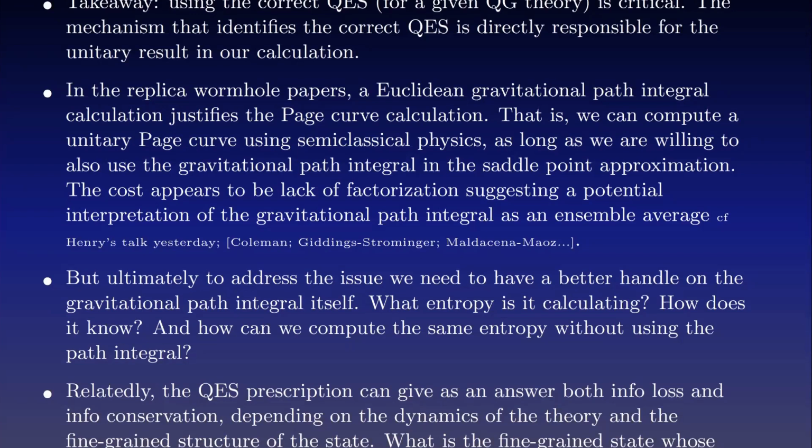So we would like to know, what is the fine-grained structure of the state whose entropy is computed by the gravitational path integral, in particular, the part which receives contributions from replica wormholes? And more generally, what are some of the other fine-grained quantities, not just the von Neumann entropy or the purity or the Renyis, that are computed by the gravitational path integral? And what are they telling us about this mechanism that identifies the correct quantum extremal surface and how it's related to more fine-grained quantum gravity physics?